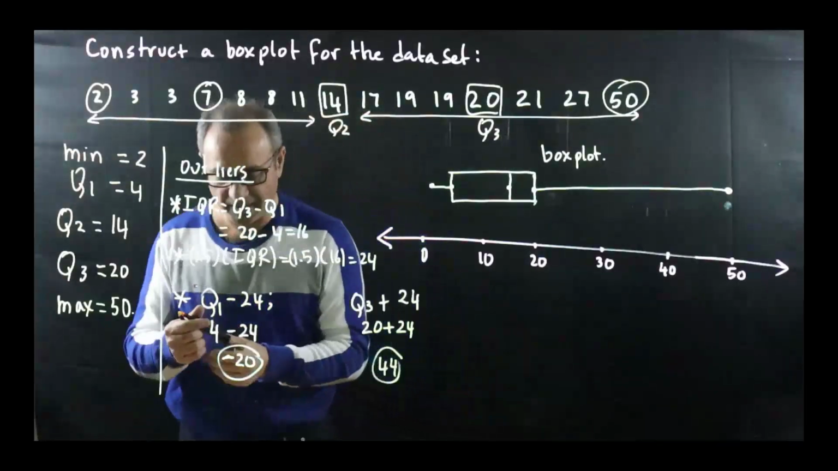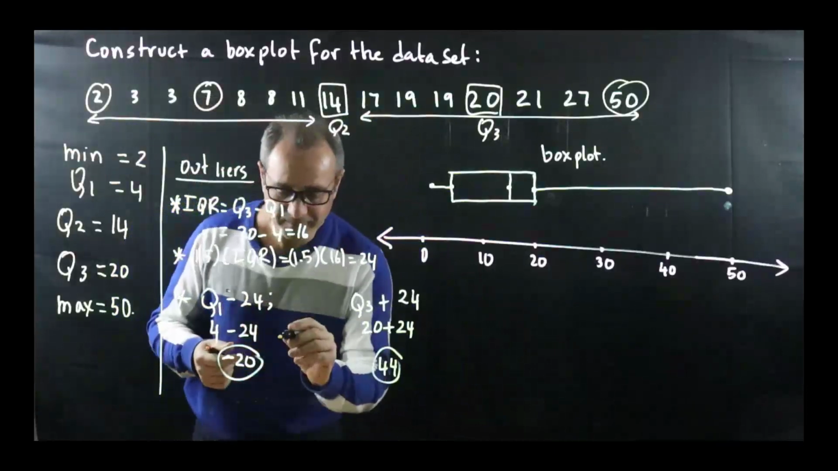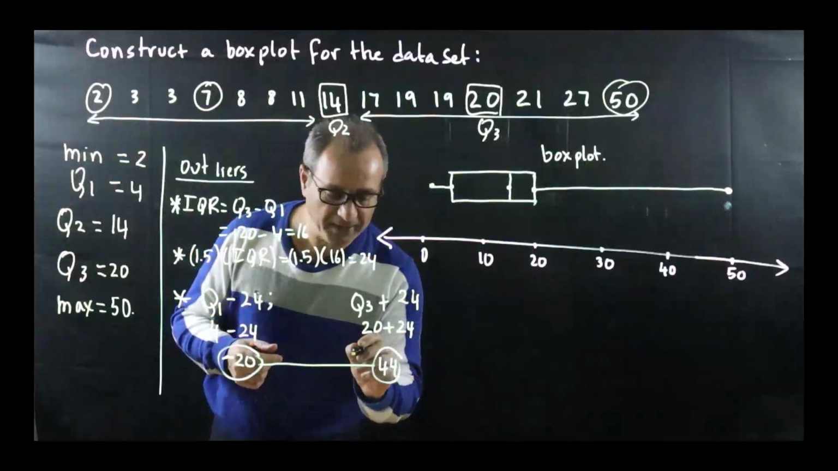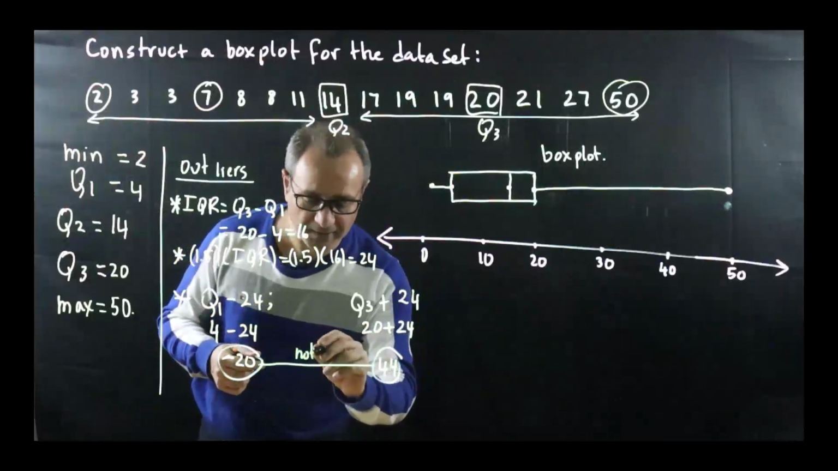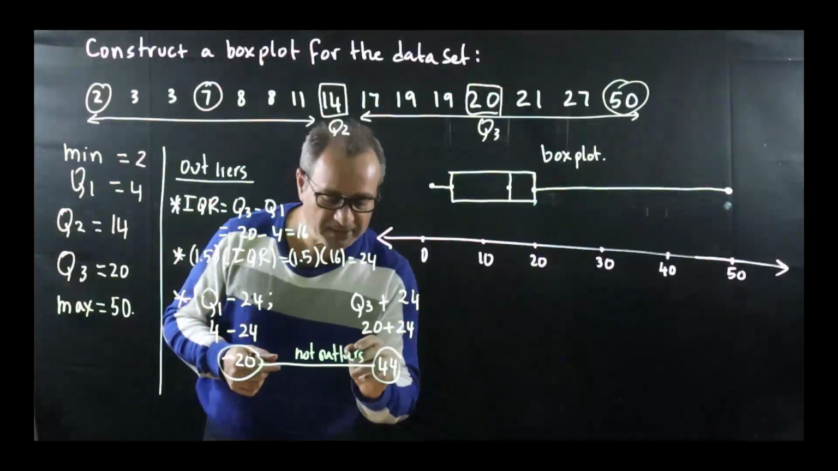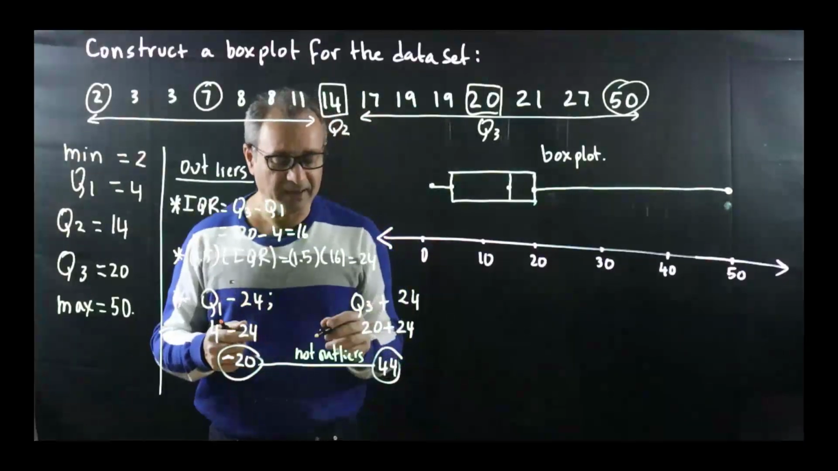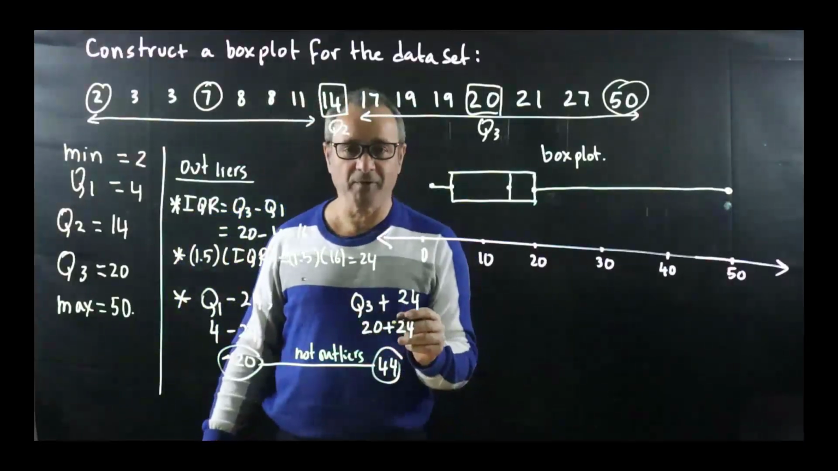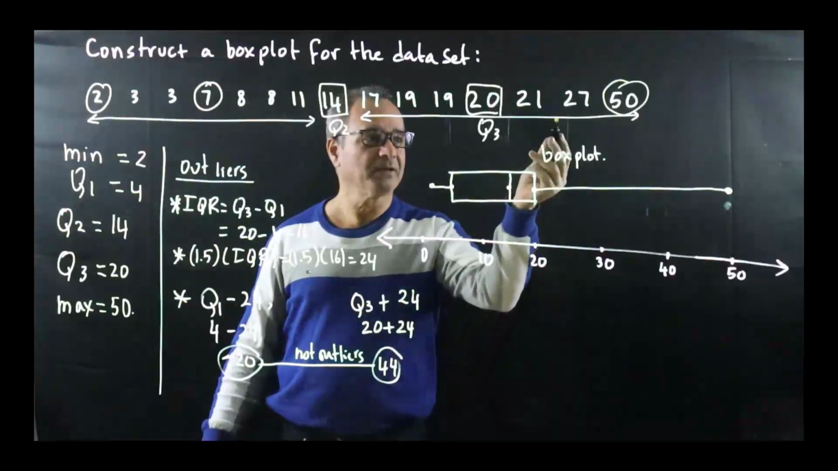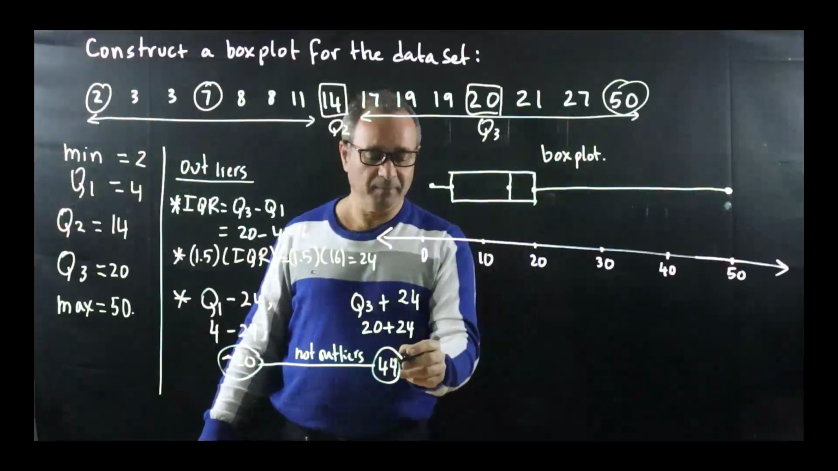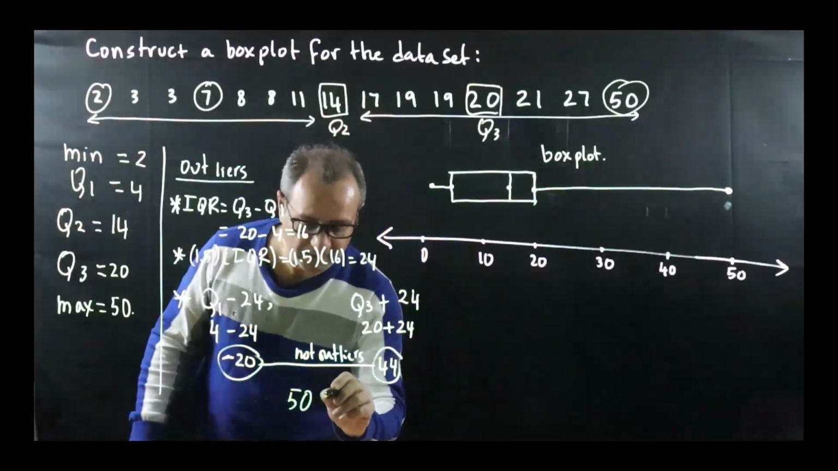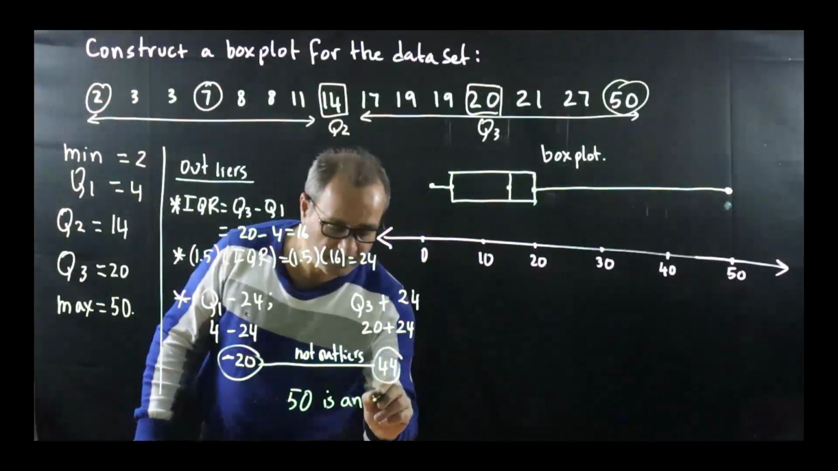Here's how you check if there are outliers. Any numbers that are between negative 20 and 44, they're not outliers. Any numbers in the data set that are outside the range of negative 20 to 44 are outliers. And as you notice here, 50 is bigger than 44, so we can conclude that 50 is an outlier.